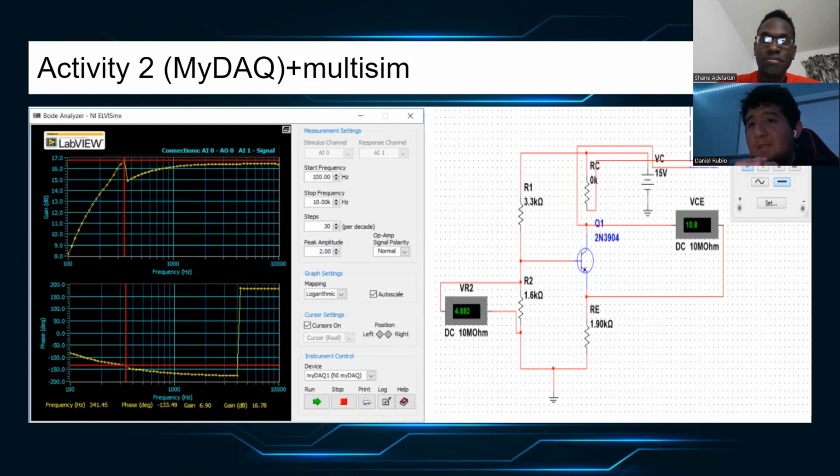On the right side, similar to activity 1 of the Multisim, but slightly different. We have the same DC, 10 megaohms, with a value of 4.883 volts. Same values for the resistors, 3.3K ohms and 1.6K ohms, 190K ohms. The 2N3904, the amplifier. On the right corner, where it appears to be different, we have the VCC, 10.8 volts, another DC source.